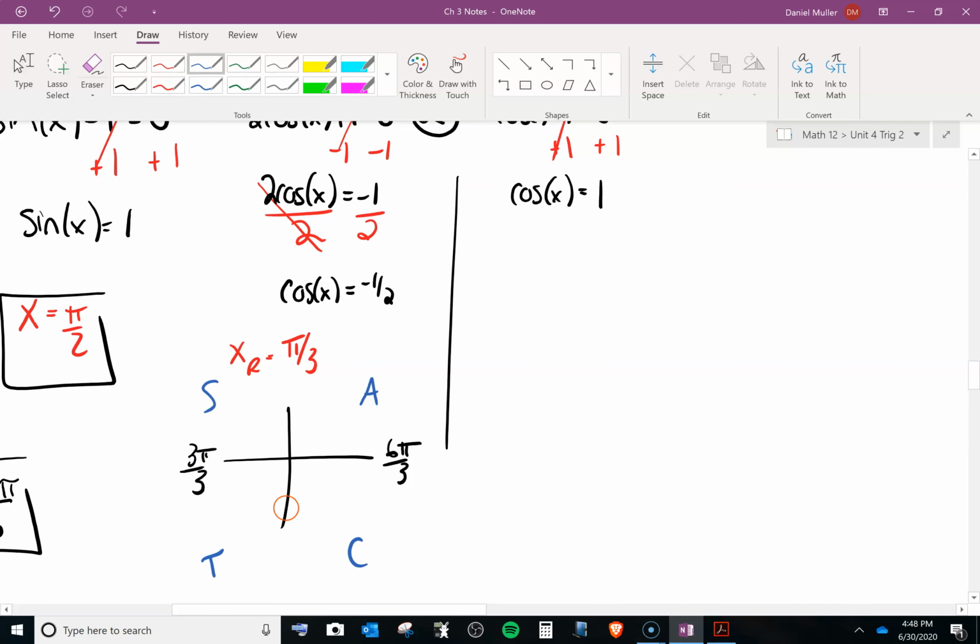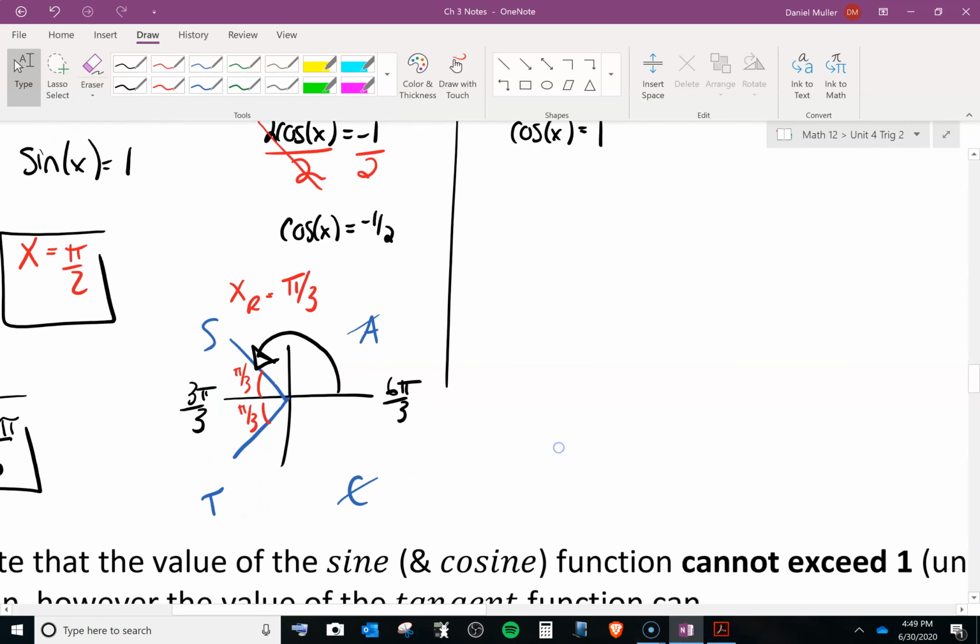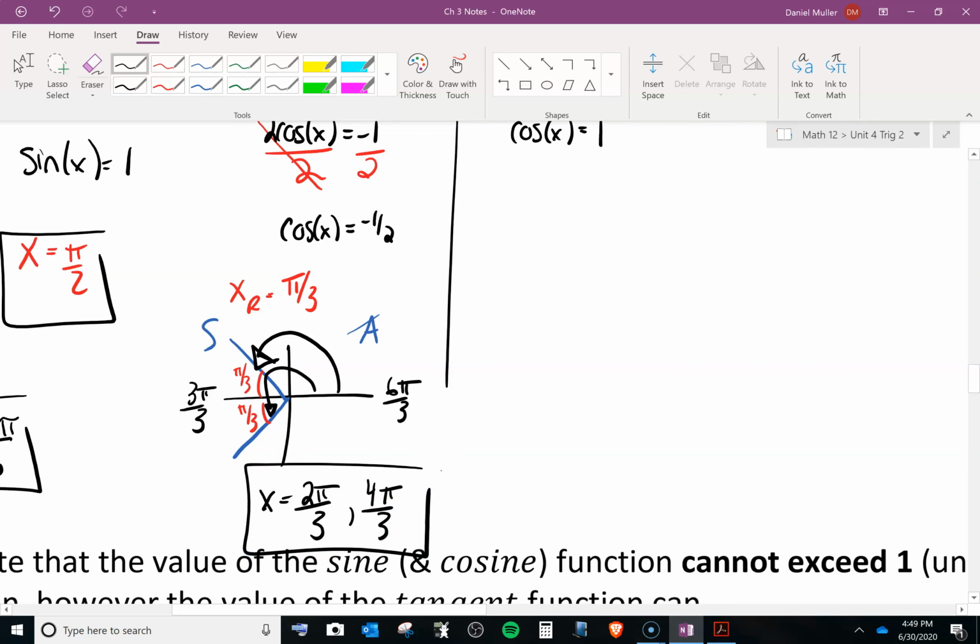I'm looking for when cosine is negative. So it's positive in the All, and it's positive in the C quadrants. So I'm looking at an angle there and an angle there. And I know that this is a reference of pi over 3. So when I do this, this angle is not quite 3 pi over 3, it's shy, so 2 pi over 3. And then this one is a little bit past 3 pi over 3, so 4 pi over 3. So those are my two answers.